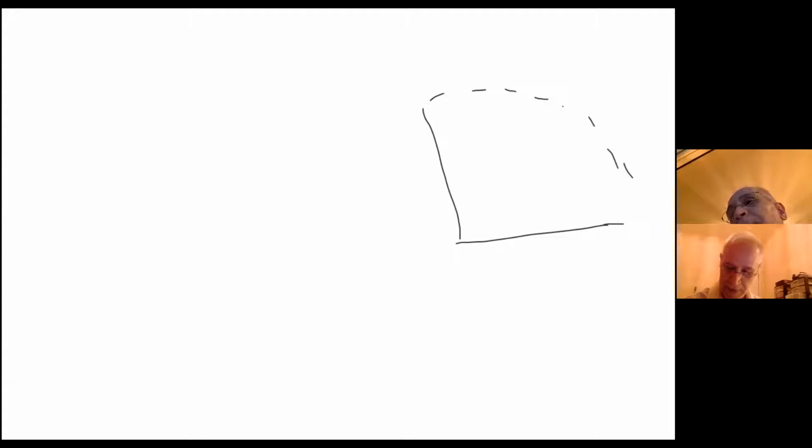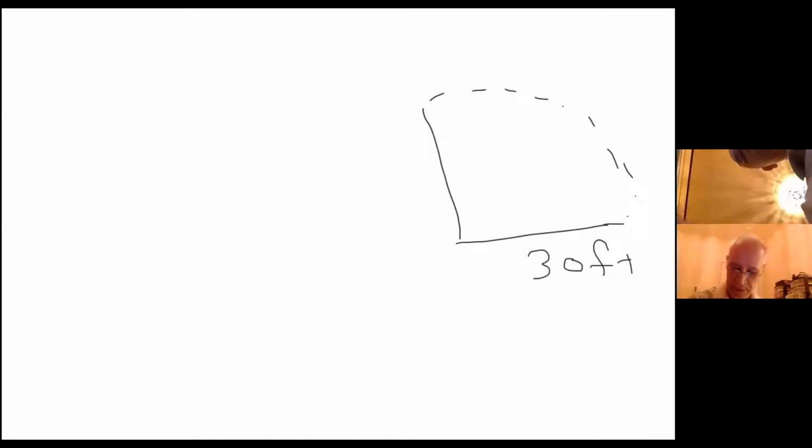Here's a problem related to chapter 6. We have a water sprinkler that sprays water over a distance of 30 feet. So we do have a water sprinkler that is just rotating and watering. This is 30 feet. And of course, then this is 30 feet.